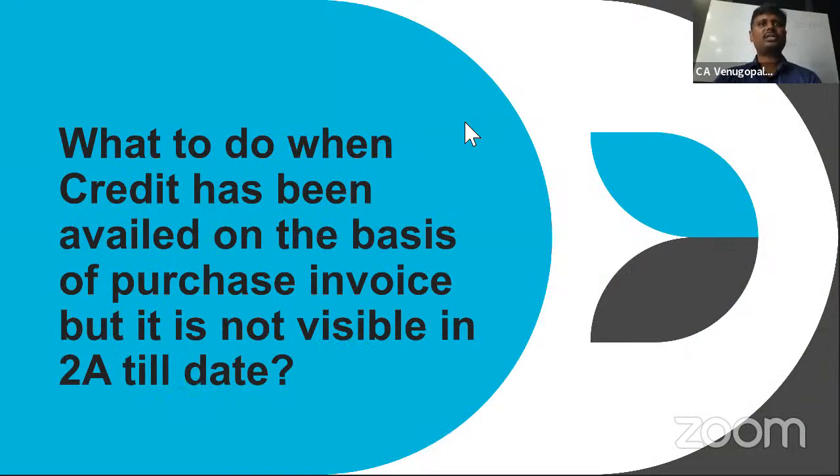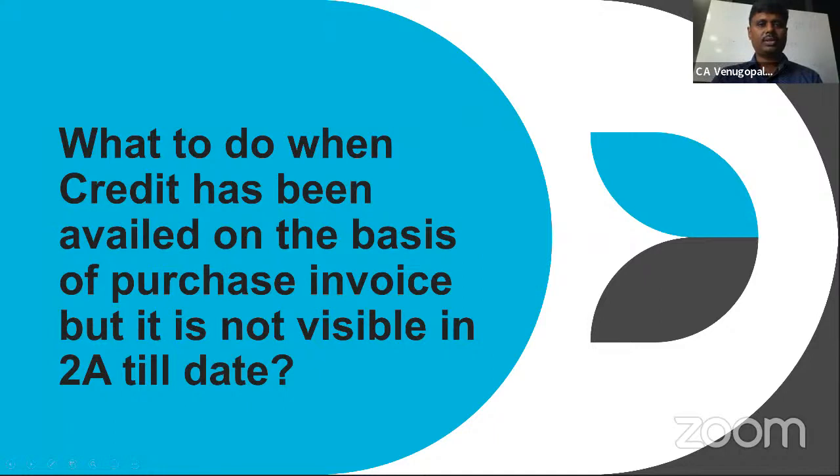There's a next question. What to do when the credit has been availed on the basis of my purchase invoice, and this invoice is not visible in 2A till date? So what do I do? I'll come to a situation where it is visible also.